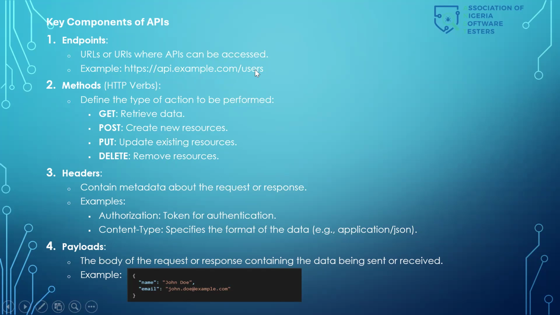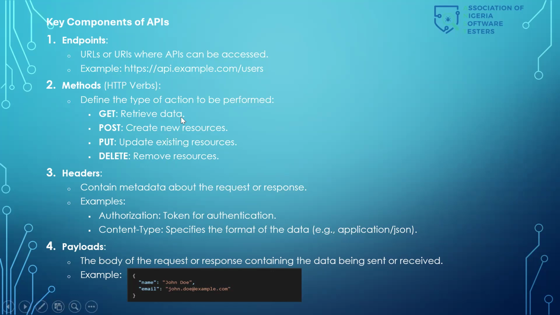https://api.example.com/users. So this is an example of an endpoint. It includes the URL where the API is accessed. So this is the endpoint, but this is the URL where the API is accessed. So altogether we call this the endpoint.